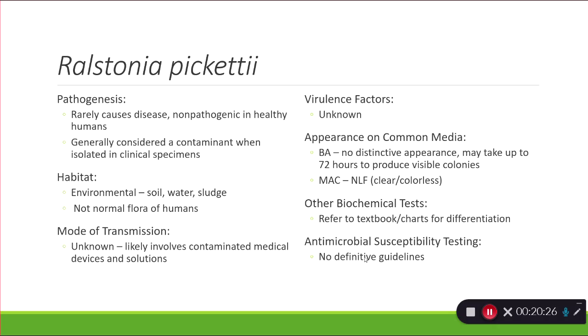The next one is Ralstonia pickettii. This rarely causes disease, and it's non-pathogenic in healthy humans. Generally, it's considered a contaminant when isolated in clinical specimens. This is found in soil, water, and sludge. It has an unknown mode of transmission. Its virulence factors are unknown. But on blood agar, it has no distinctive appearance, but it can take up to 72 hours to produce colonies. On MacConkey, they have clear and colorless colonies.